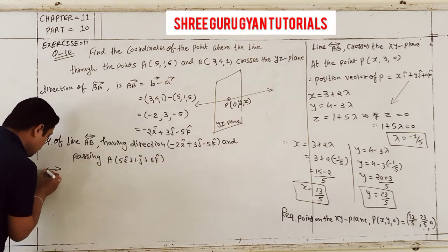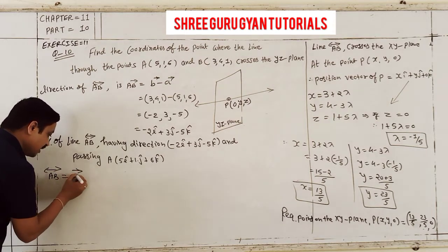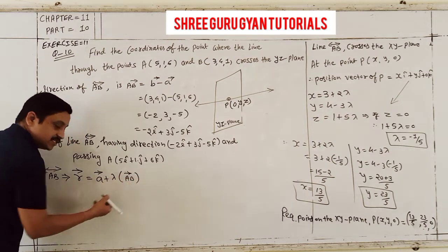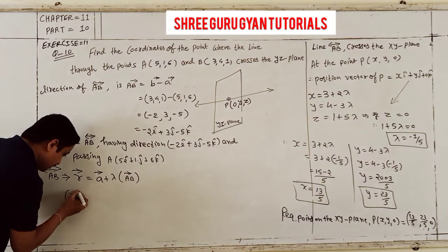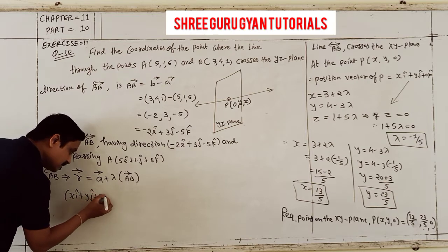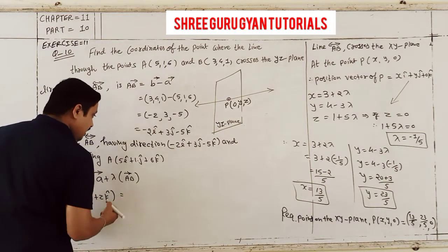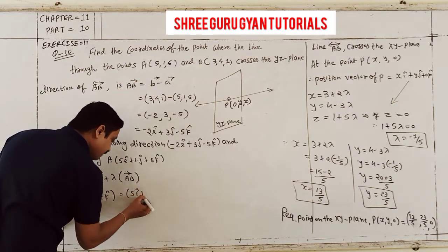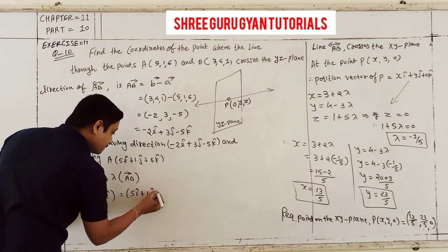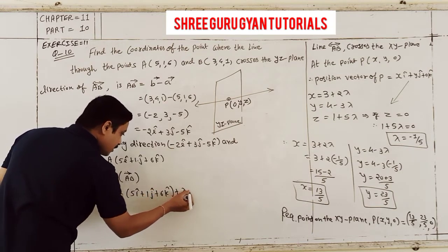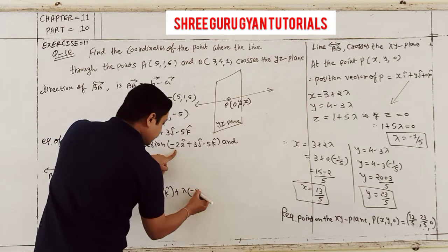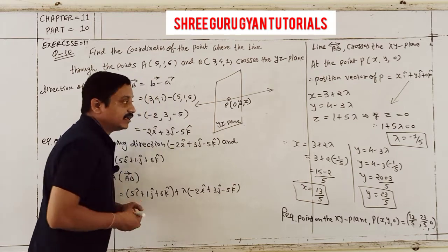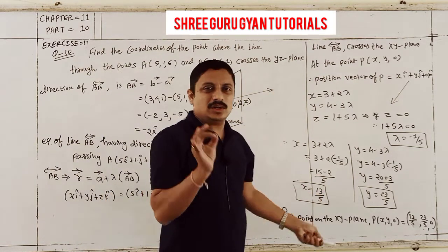So very easy, your AB equation is r bar is equal to a plus lambda of the AB direction. Here I have xi plus yj plus zk, and here a, students, is the point it is passing through, 5, 1, 6. I will write down 5i plus 1j plus 6k, and the AB direction here is already known, minus 2i plus 3j minus 5k. Now I will cover the same process, only the point changes.